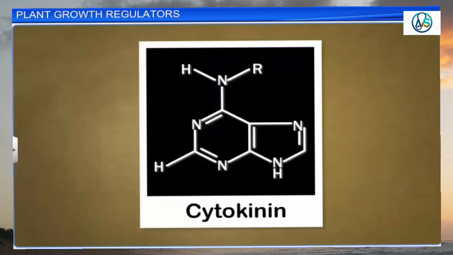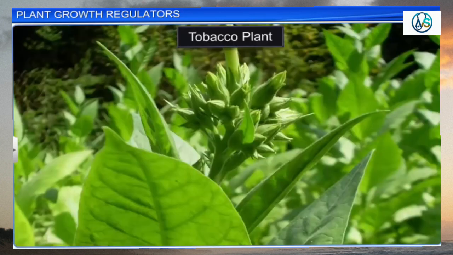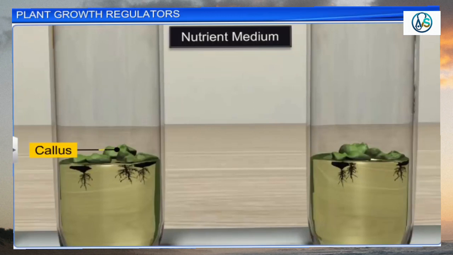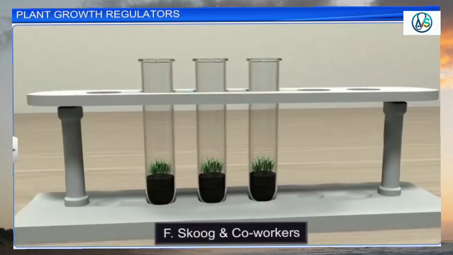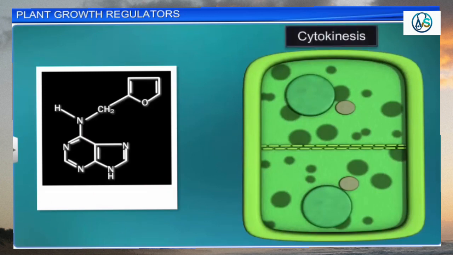The discovery of cytokinin is linked to F. Skoog and his co-workers, who noticed that cells extracted from the internodal segment of the tobacco stem proliferated to callus when the nutrient medium is supplemented with extracts of vascular tissues, yeast and coconut milk, in addition to auxin. Later, it was Skoog and Miller who isolated and crystallized the substance that promoted cytokinesis in plant cells. It was then named kinetin.